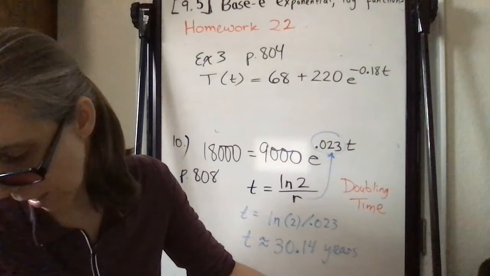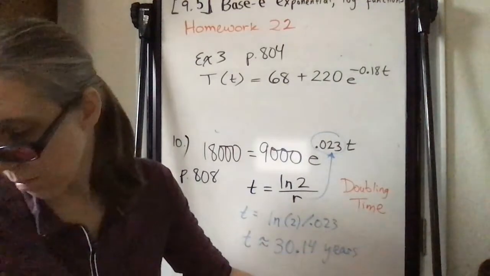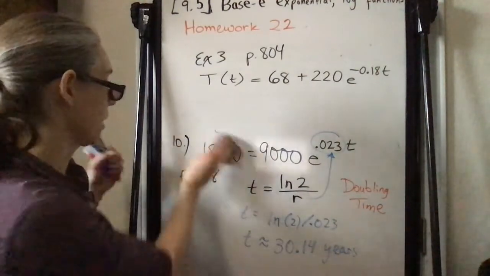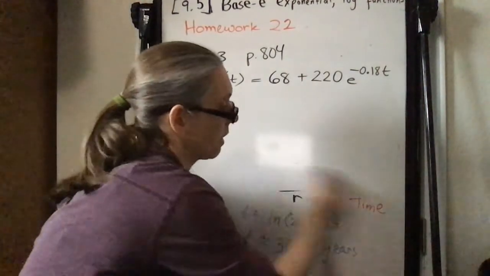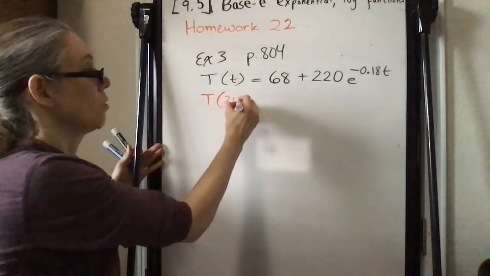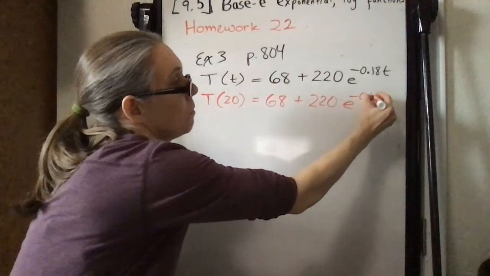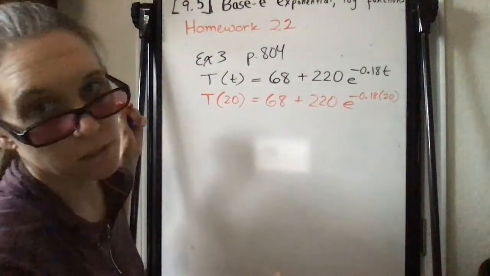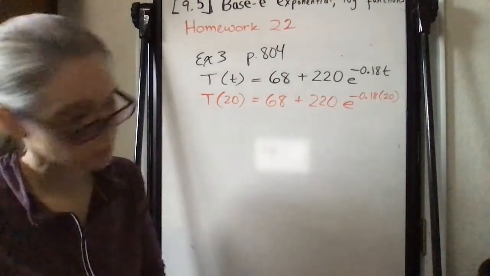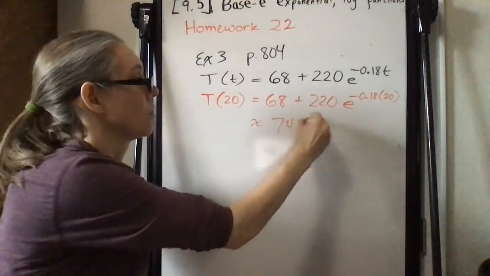And you're going to have to do, for self-check 3, the temperature after 10 minutes. But for the example, they said 20 minutes. Okay? So what is the temperature of the cake after 20 minutes? Well, you just plug in 20 for lowercase t. And for self-check 3, you just plug in 10. Then you type this into the calculator. And when you type it into the calculator, you get about 74 degrees Fahrenheit.